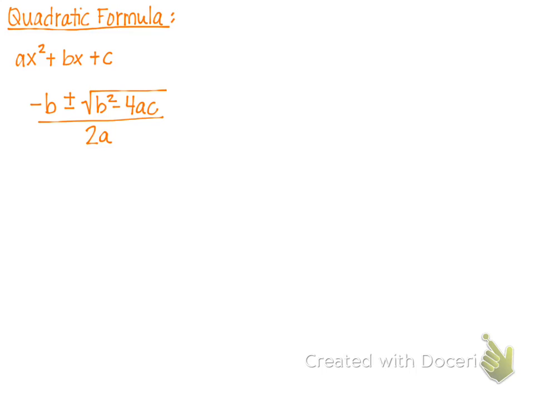Now, there's something I want to point out. A lot of things are going to depend on what b squared minus 4ac is. So let's talk about b squared minus 4ac. We're going to say if b squared minus 4ac is, and we're going to have 3 options. If it is positive, we have 2 solutions.